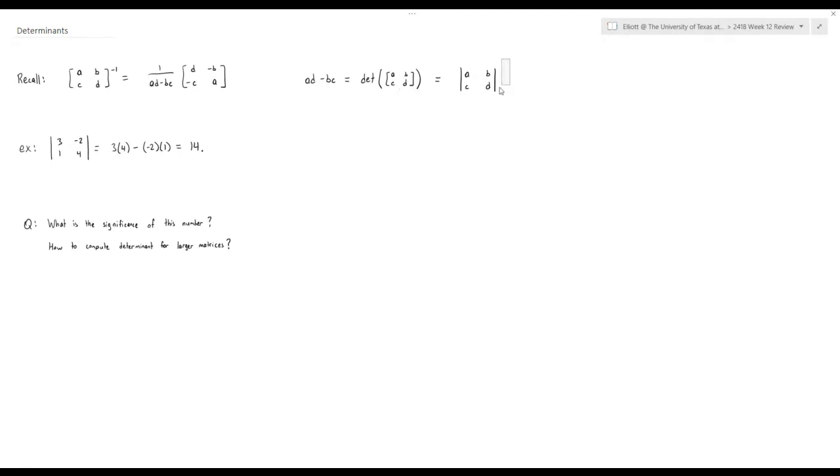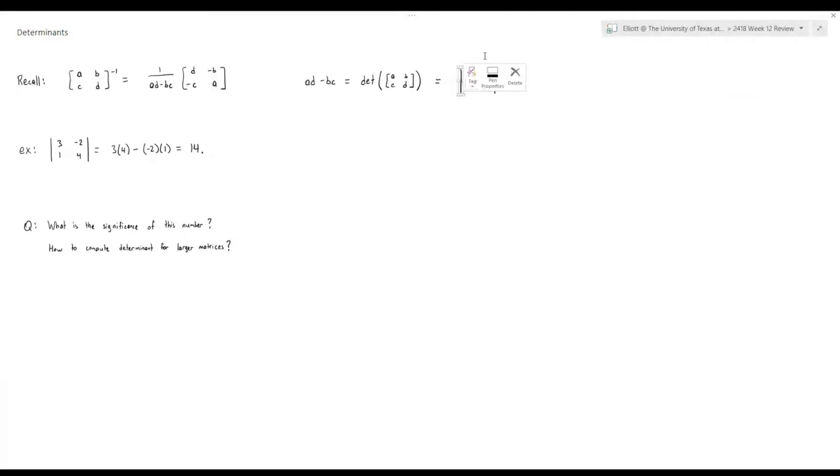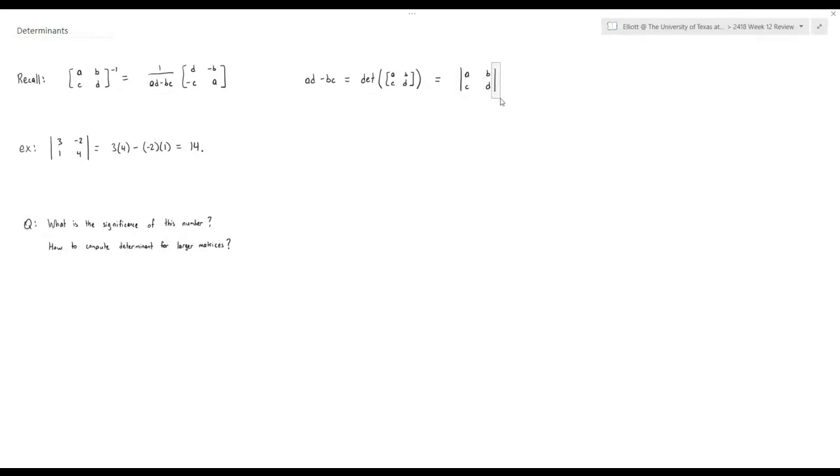Here I'm introducing some new notation: to denote the determinant of a matrix, we can use vertical bars on the sides as opposed to brackets. Whenever you see someone using vertical bars on the side, that denotes the determinant of the matrix. As a small example, here we have a 2x2 matrix. Using the formula for its determinant, it's A times D minus B times C, so you'll get 12 plus 2 for a total of 14.